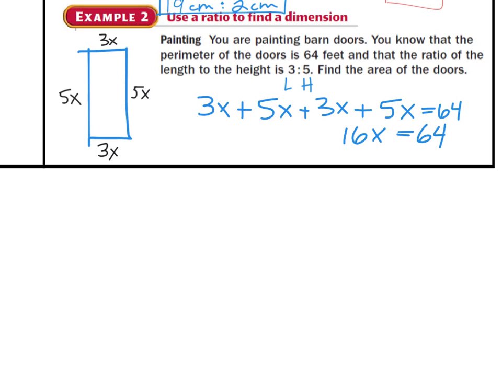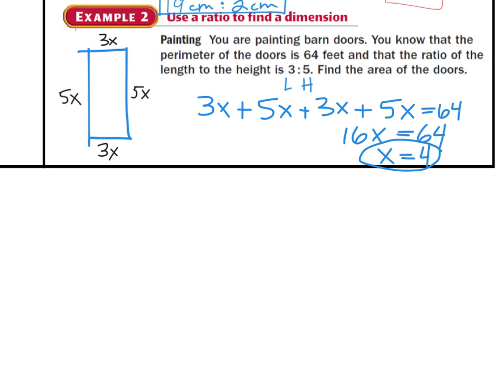Cooper, what is x equal to? 4. Okay, read the question. You are not done. It says find the area of the doors. You found an important piece, but you did not answer the question. Yep, so we actually have to find the side lengths. So take 4 and plug it in.